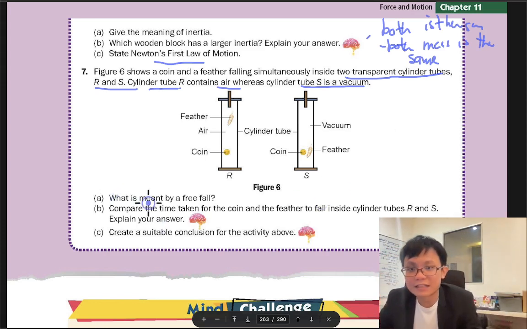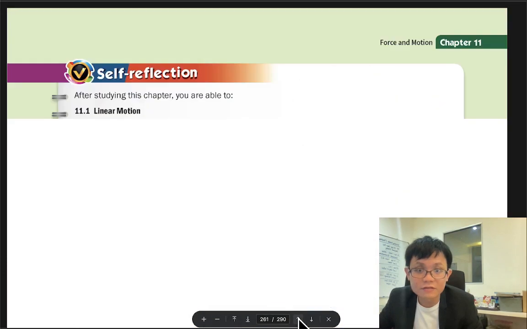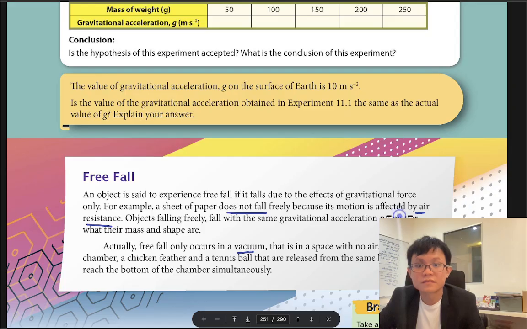Okay, what does it mean by free fall? So let's look at the notes. Free fall: an object is said to experience free fall due to the effect of gravitational force only. So if we are talking about gravitational force only, we are referring to a free fall. Maybe take away the wind. So there is no wind when we are talking about free fall.